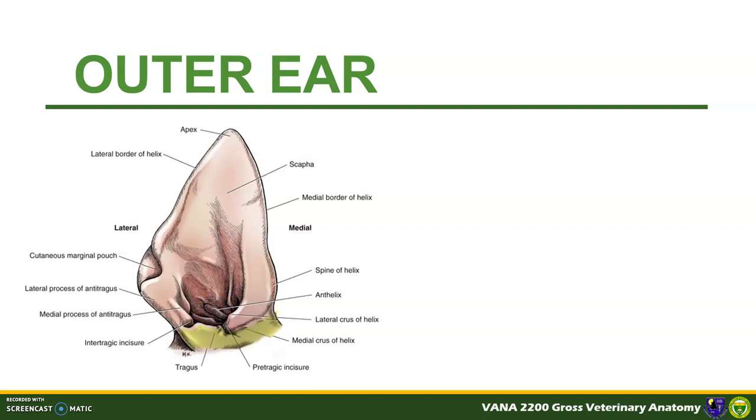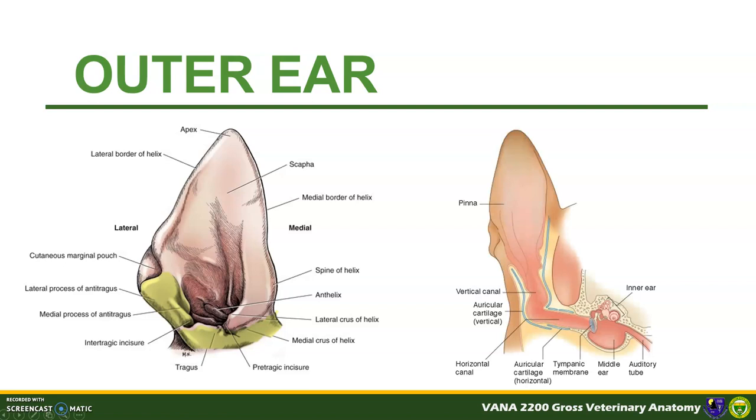This is a thick, blunt, irregularly quadrangular plate of cartilage that projects from the rostral border of entrance to the external auditory meatus. Lateral to the tragus is a thin, elongated projection of cartilage called antitragus. The intertragic incisor notch separates the tragus and the antitragus. Also part of the external ear is the external auditory meatus or the ear canal.